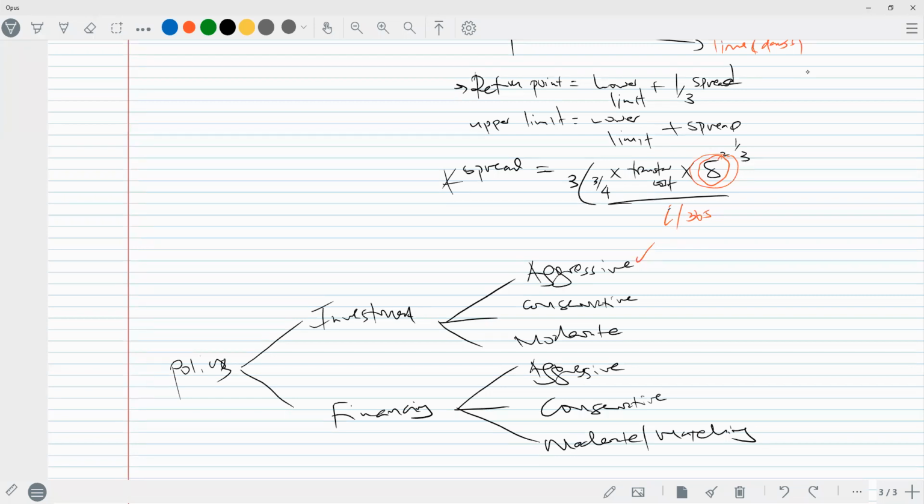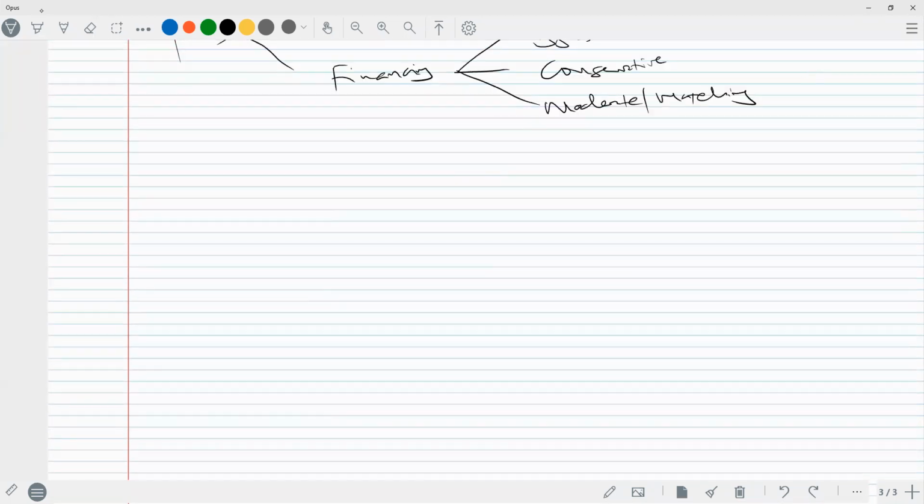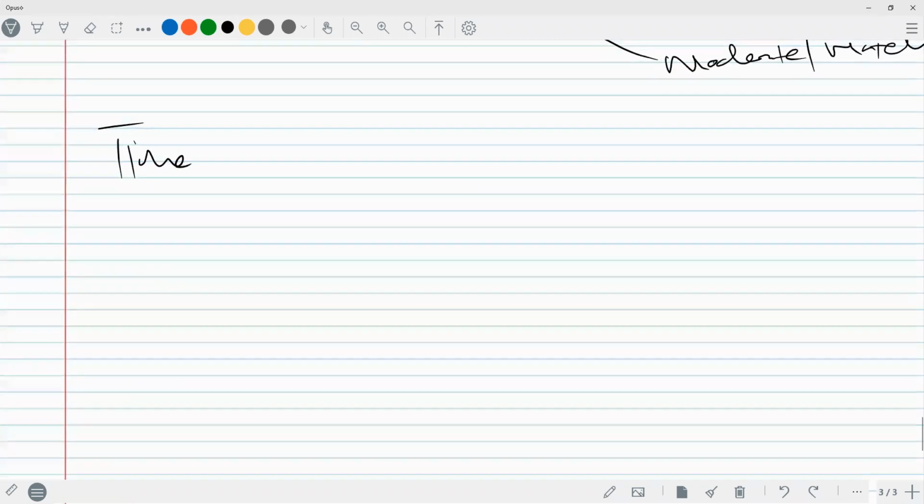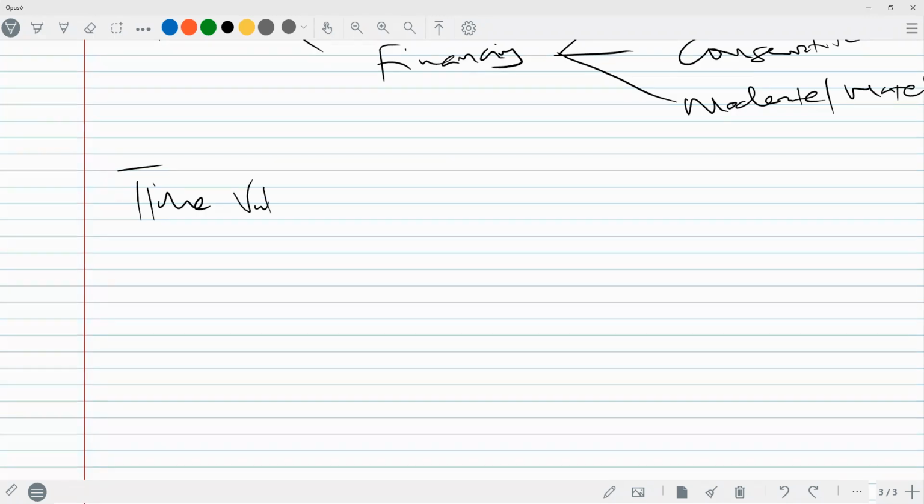But before appraisal, I think we did discuss the time value of money. A very straightforward topic, which I am not sure we are putting in. Let me just take 2 minutes to go through it. Time value of money.